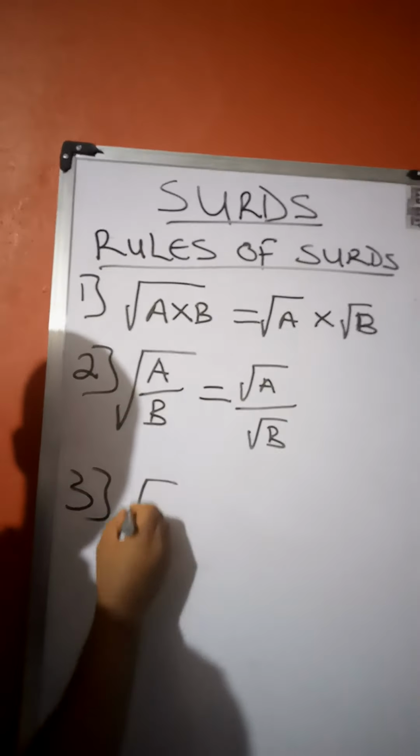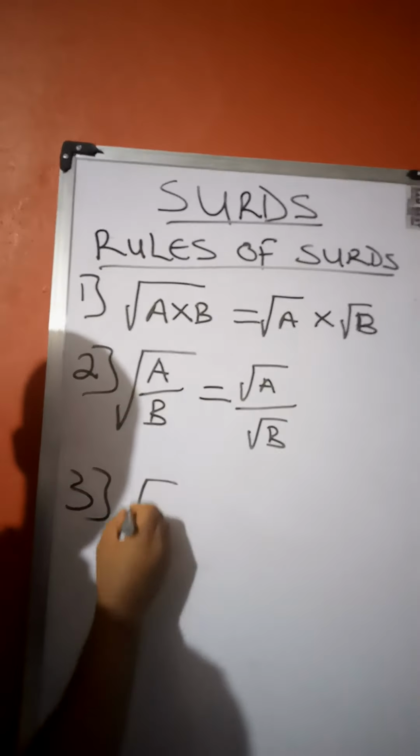Rule 4: root a minus root b is not equal to root of a minus b. Please take note of these 4 rules of surds, because we are going to apply them when we start solving our examples in surds.